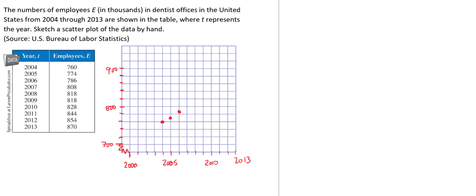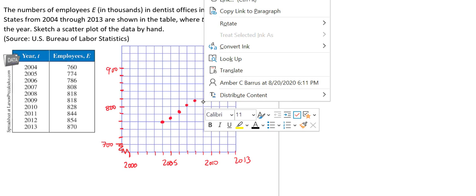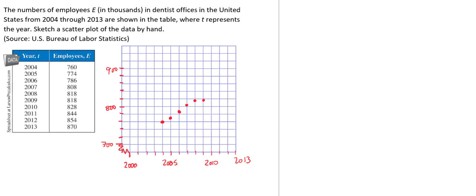In 2007, we had 808. In 2008, we had 818. In 2009, we had 818. In 2010, we had 828. In 2011, we had 844. In 2012, we had 854. And in 2013, we had 870. And so this is our scatter plot by hand.